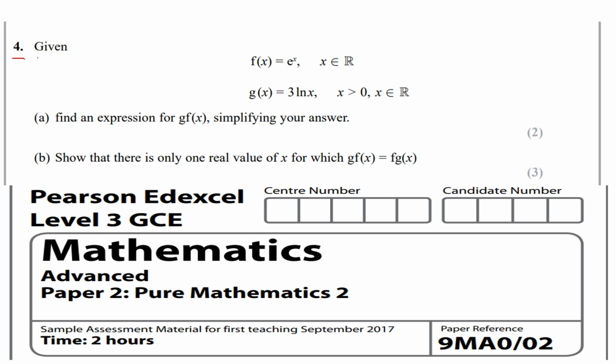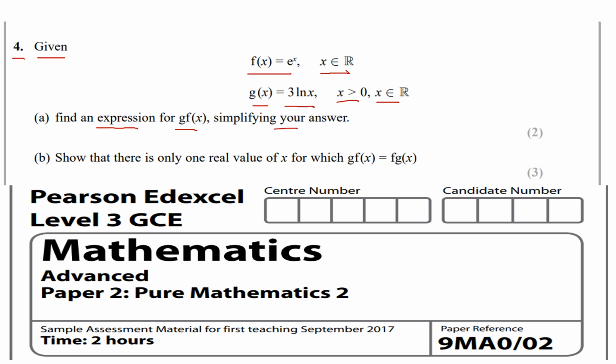Question number 4. Given that f of x equals e to the x, where x belongs to the set of real numbers, and g of x is equal to 3 ln x, or 3 natural log of x, where x is bigger than 0 and x belongs to the set of real numbers. Part A, find an expression for gf of x, simplifying your answer.